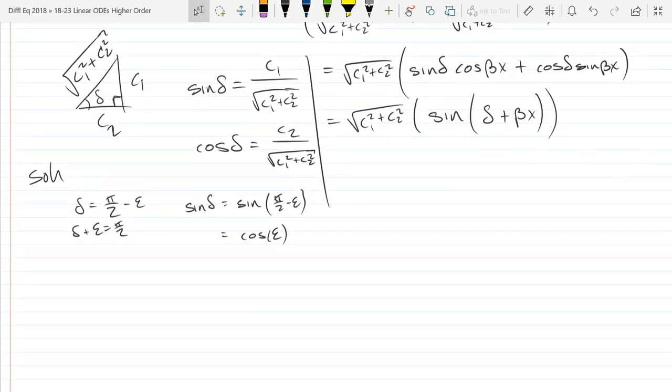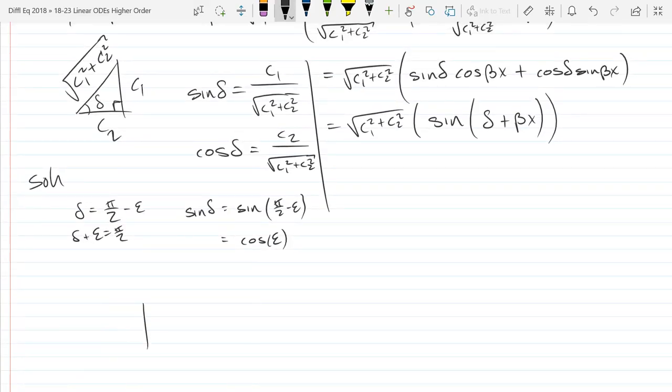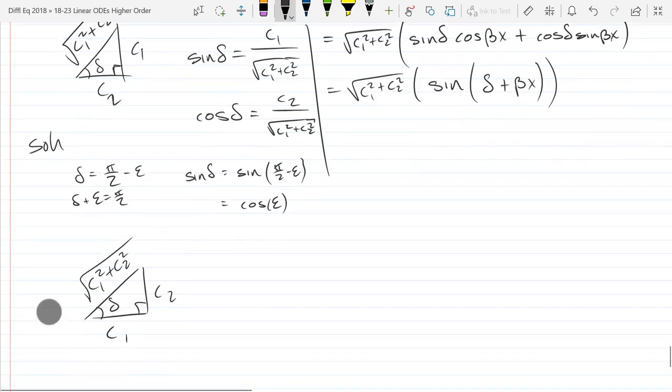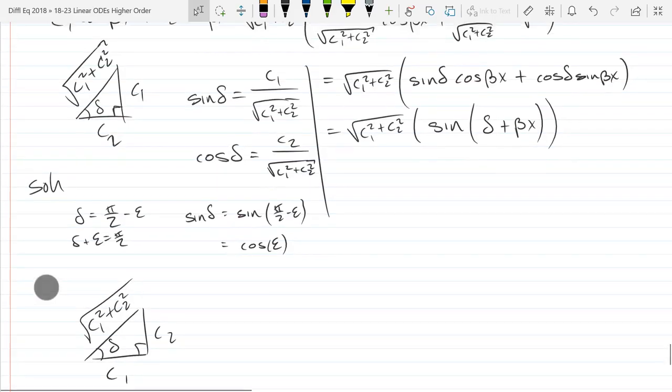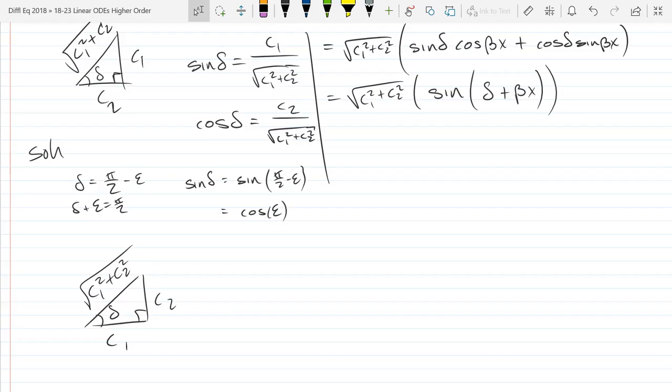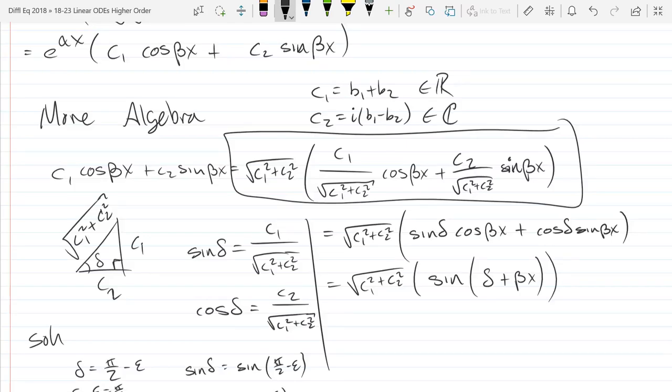I think we're going to recreate the triangle, but I'm going to swap C1 and C2. Same Pythagorean theorem gives the same hypotenuse. It would have the same effect as if I just drew delta at the top right corner instead of the bottom left corner. All right, we need to jump back to this right here because we're going to make swaps for the C1 over that hypotenuse and the C2 over the other hypotenuse.